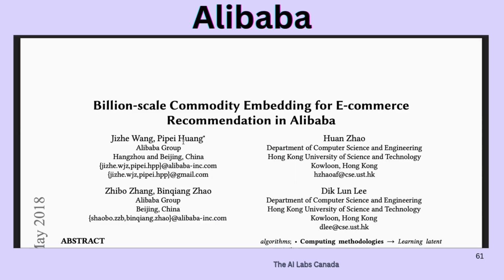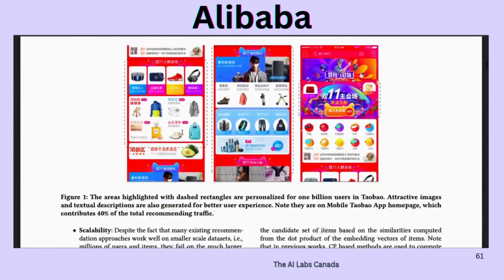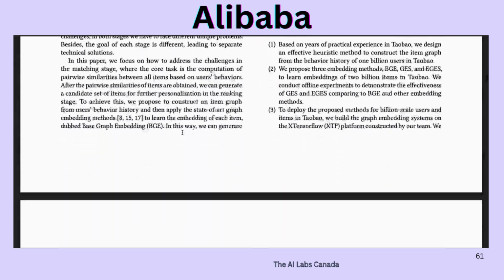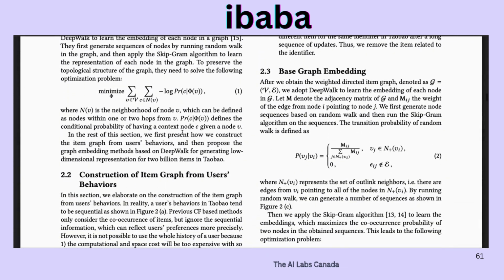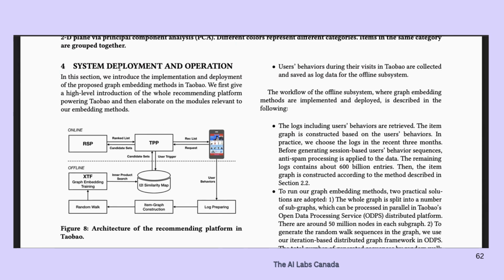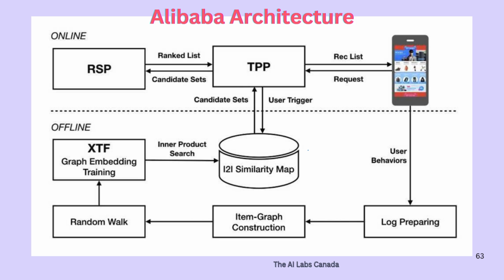This is the paper that they published a few years back on building their ranking and search system. So this is their overall architecture for the recommending product. In the offline environment, session level user item interactions are mined to construct a weighted bidirectional item graph. The graph is then used to generate item sequences via random walks. Item embeddings are then learned via representation learning.